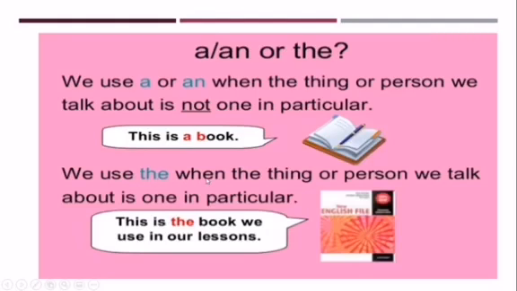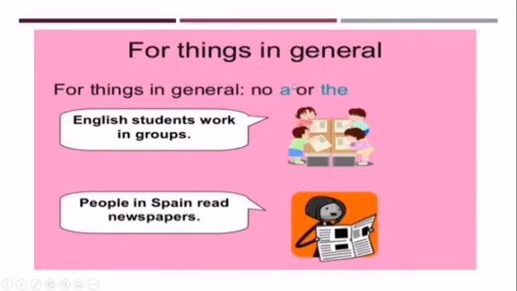And we use the when the thing or the person we talk about is particular. We already know what that book is that we're talking about, because we mentioned it before or because we already know that, okay? It's particular. This is the book we use in our lesson because we already know what book we are talking about. For things in general, we don't use a or the.